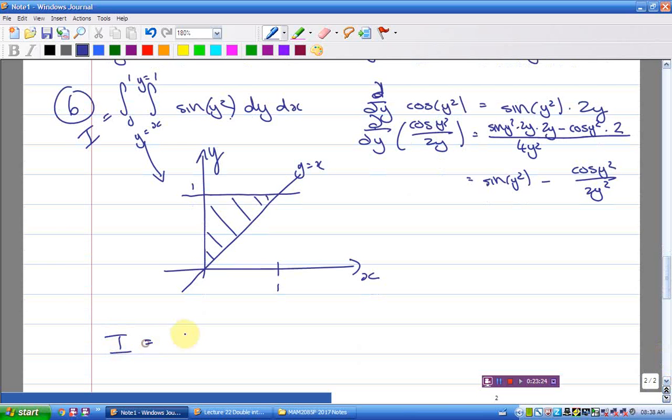So my integral I can instead, the integrand doesn't change at all, but I'm going to change my order. X is going to go first. So x is going to go from left to right. X is going to go from x equals 0, the y-axis, to x equals y, that oblique line, for values of y that go from 0 to 1.